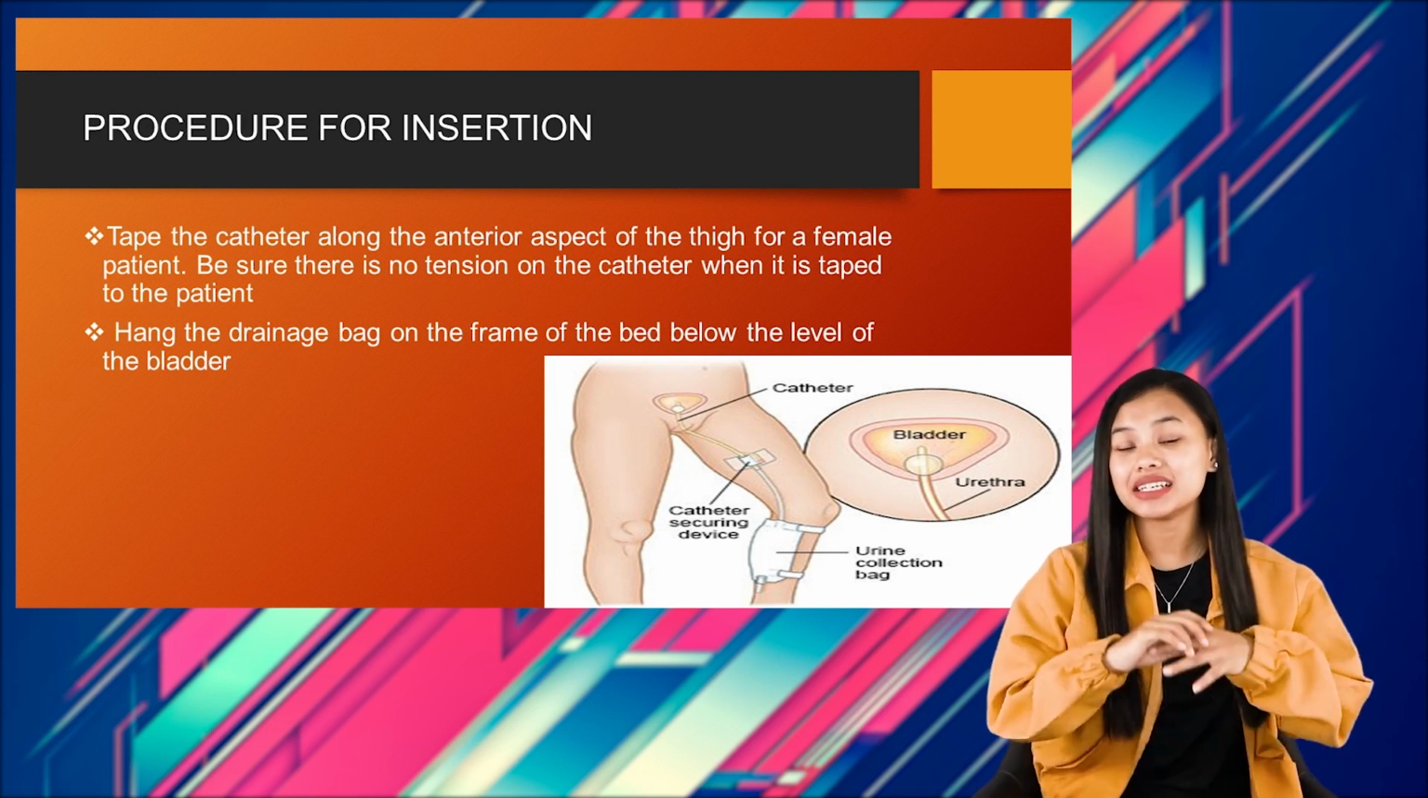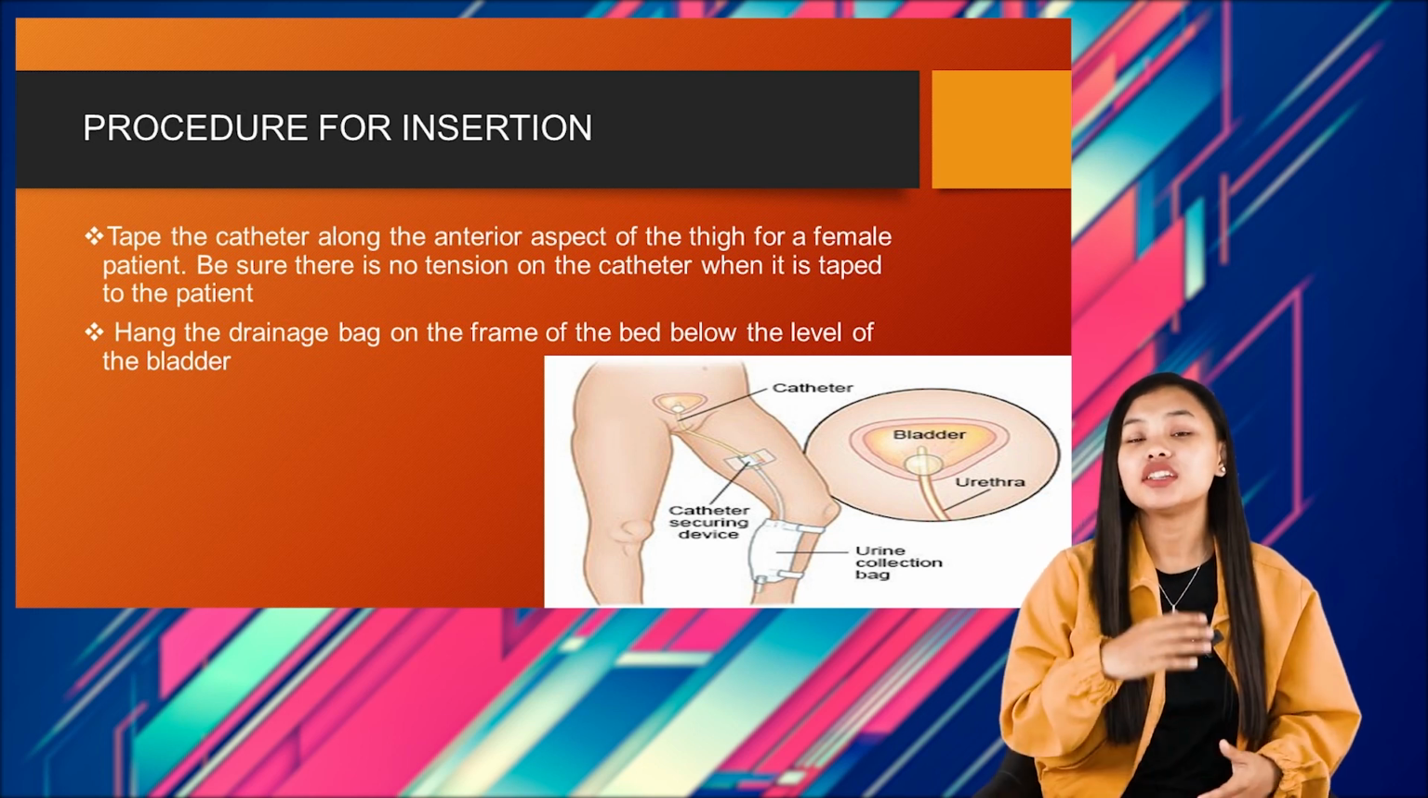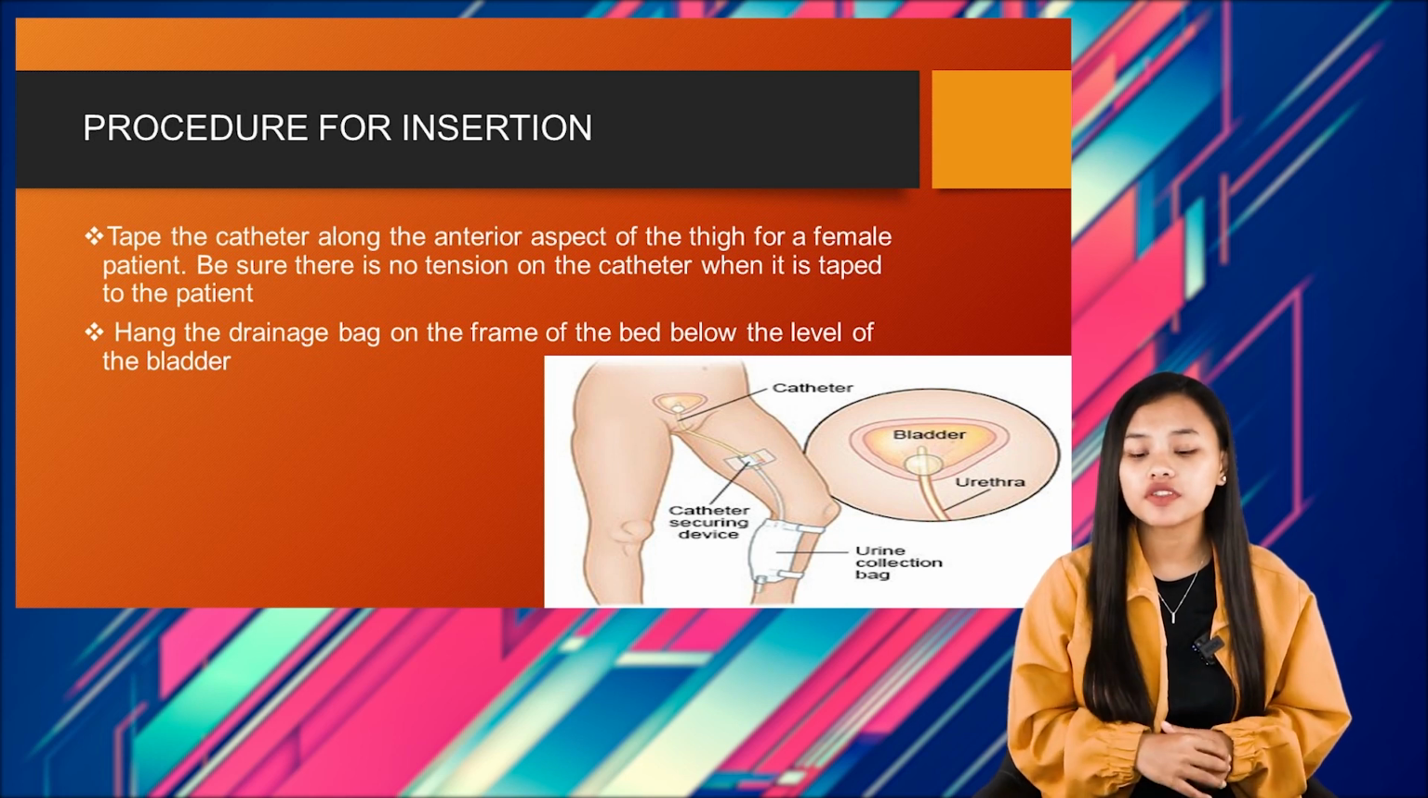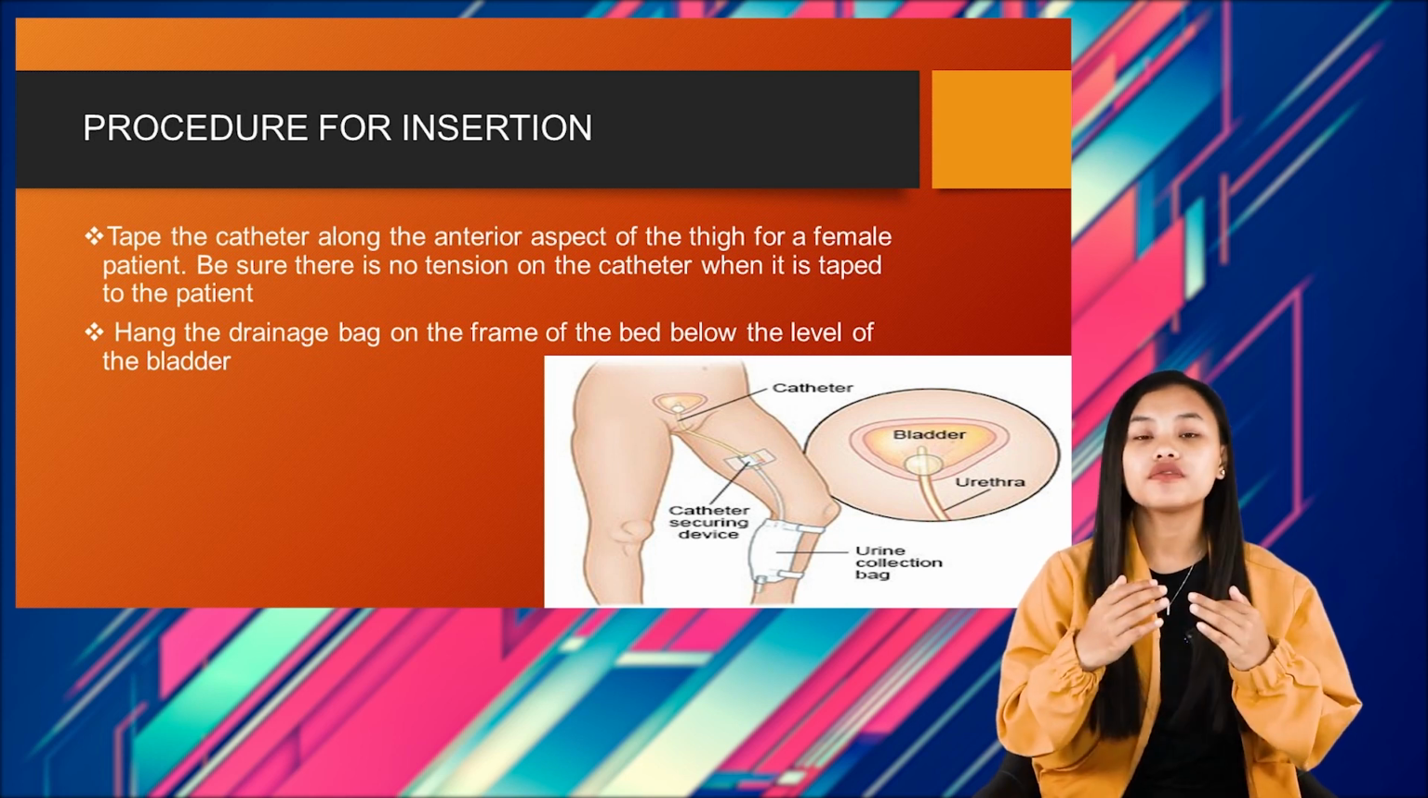And once the catheter is taped, then we can hang the drainage bag on the frame of the bed below the level of the bladder. So these are the various steps that you must follow whenever you are inserting the urinary catheter. As I have said, if a straight catheter is inserted just for obtaining the sterile urine specimen, then this catheter will be inserted, the urine specimen will be collected, and then immediately this catheter will be removed, right?